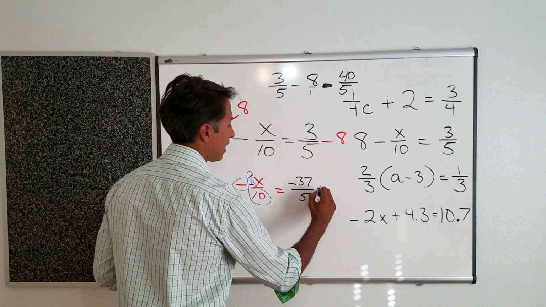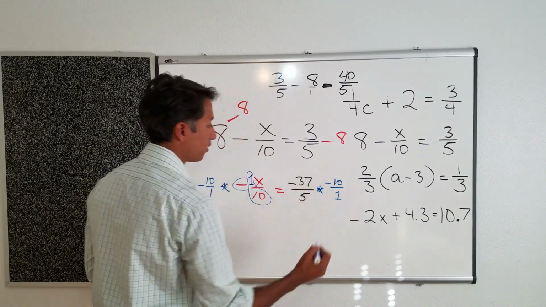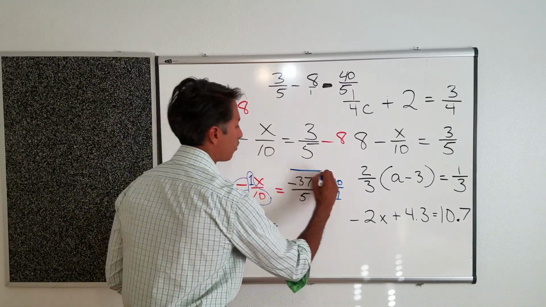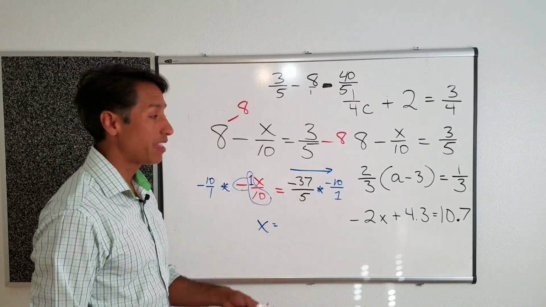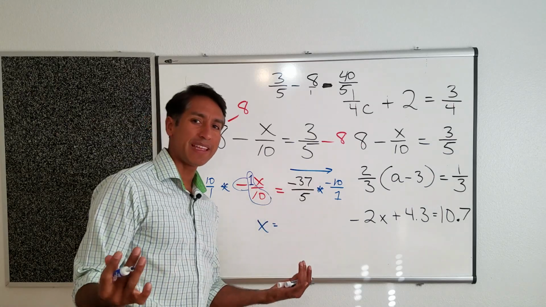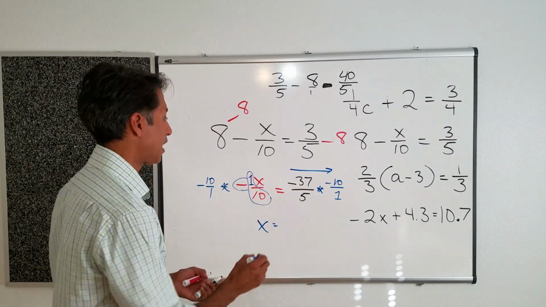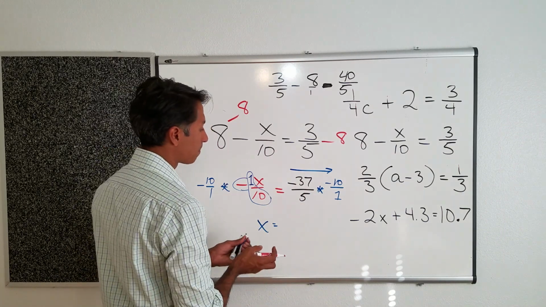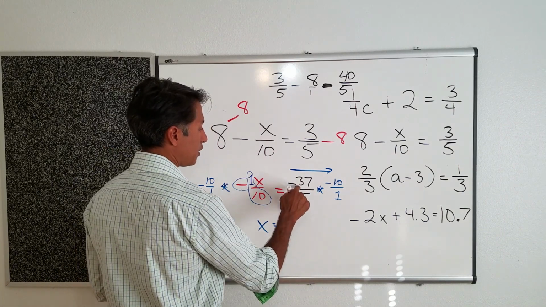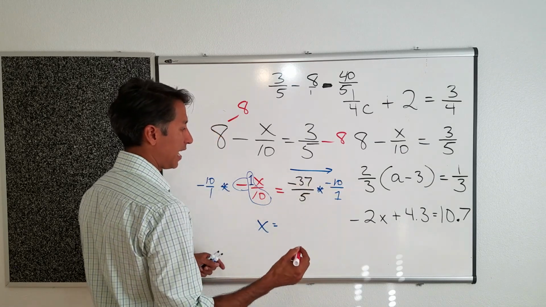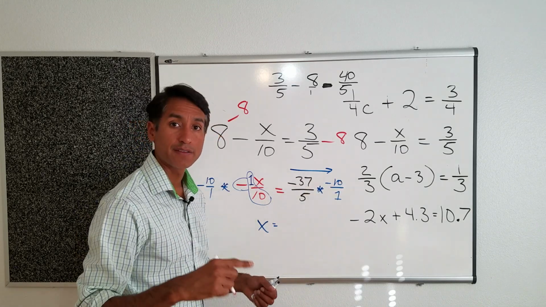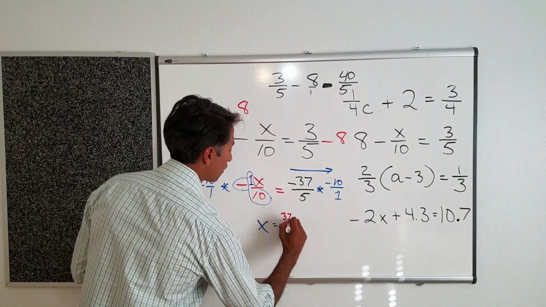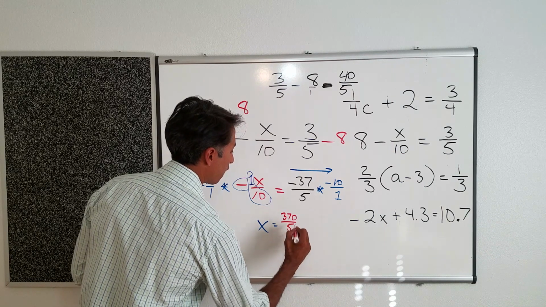What you do to one side, you do to the other. Our x is now isolated. We multiply straight across. Now, when the numbers start getting big, maybe it's easier for you to reduce it along the way. You have a 5 and a 10, which you can reduce. Why don't I do it both ways? If we do negative 37 times negative 10, you're going to end up with negative times negative is positive, right? So we're going to end up with 370 over 5.